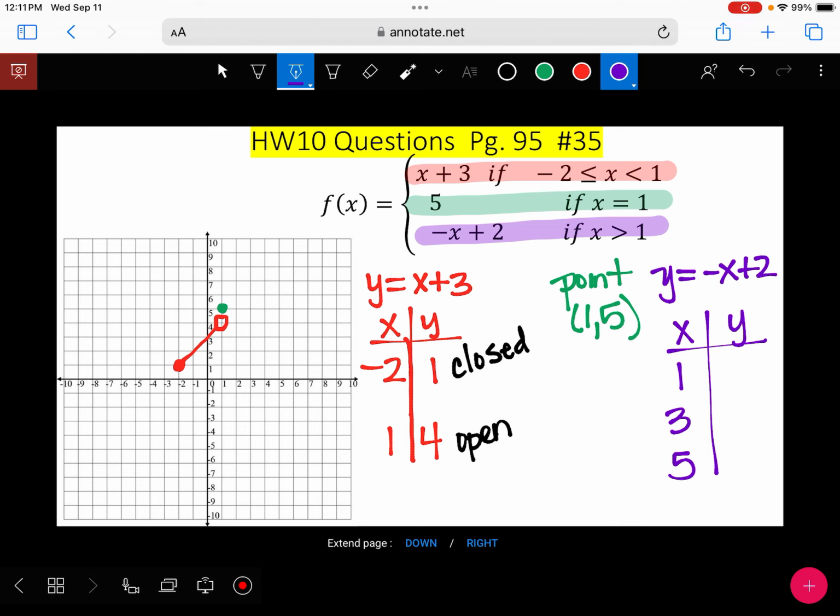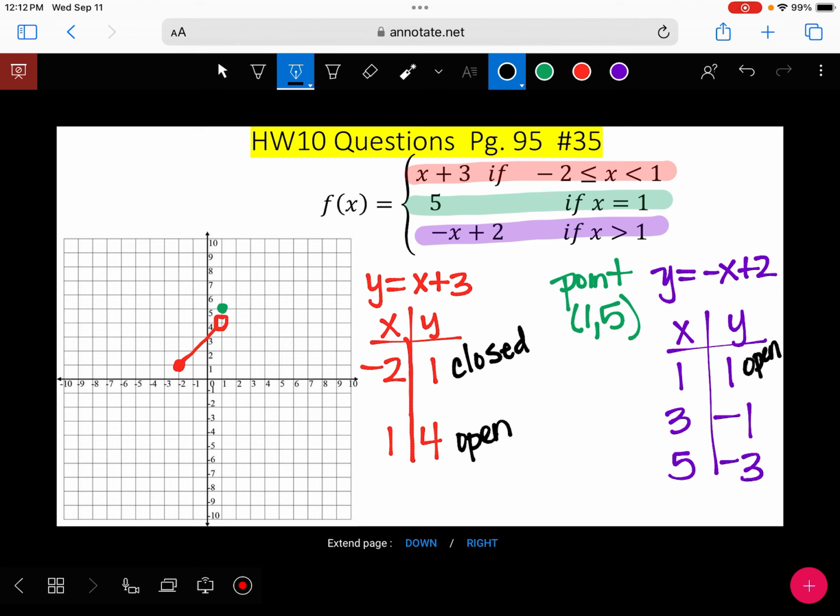All right. What you get for the first one? 1. What'd you get for 1? So we have -1 plus 2, which is just a 1. And then -3 plus 2, -1. -5 plus 2, -3. Now this first point, is that open or closed right here? That one is open. All right, so let's go ahead and draw it.